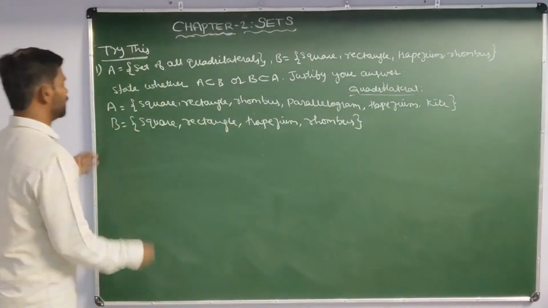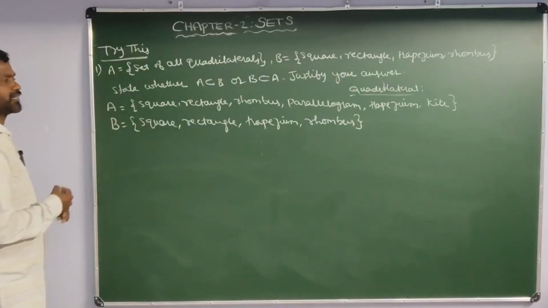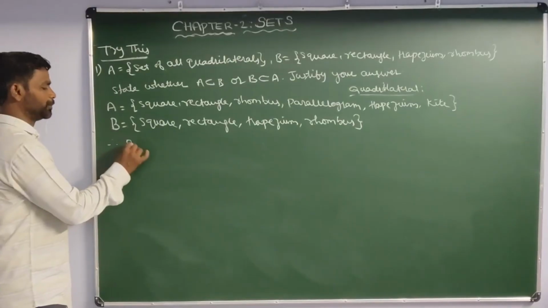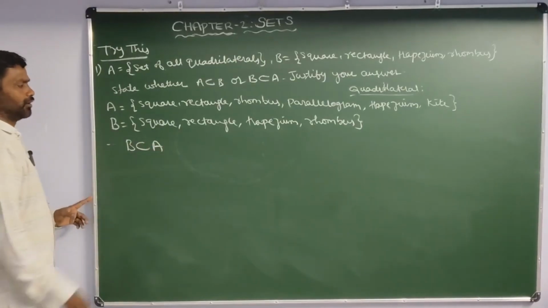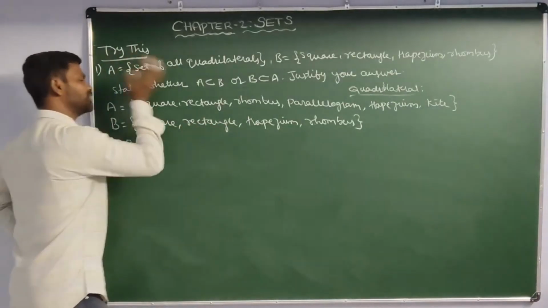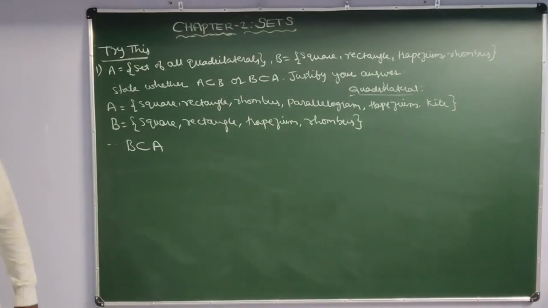Now tell me which set is a subset of which. Therefore we can say that B is a subset of A. Why? Because the elements of set B are available in set A. Therefore we can say that B is a subset of A. That is your answer.